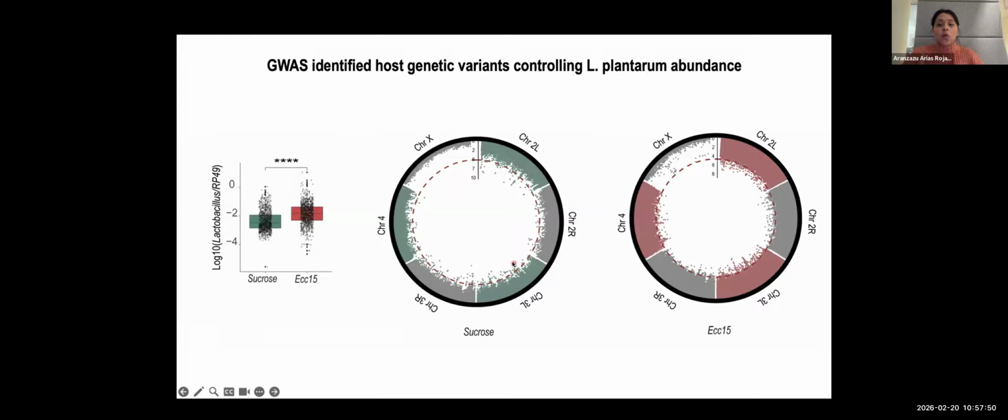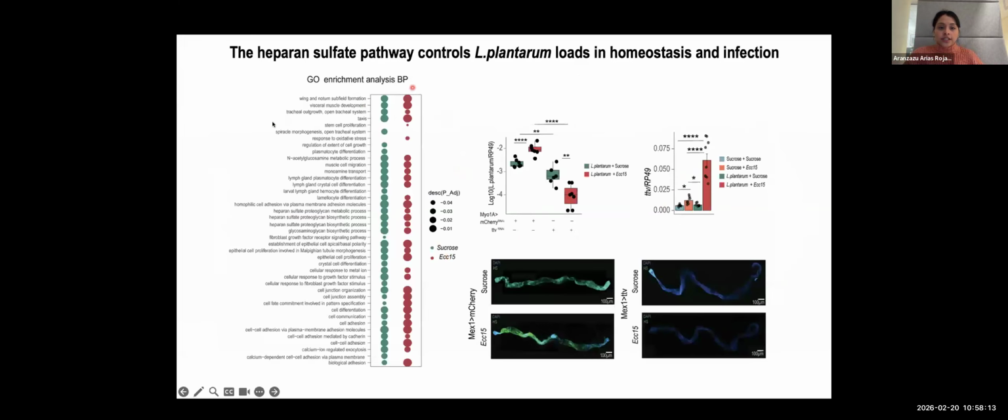As I said, we performed GWAS on the host side to try to identify specifically the genotypes that are giving us the boost of Lactobacillus after the infection. As you can see here, we have plenty of candidates, and it was quite hard to understand this from every single variant. So moving forward, we did a gene ontology analysis to narrow down the mechanism behind the boost of Lactobacillus during the infection.